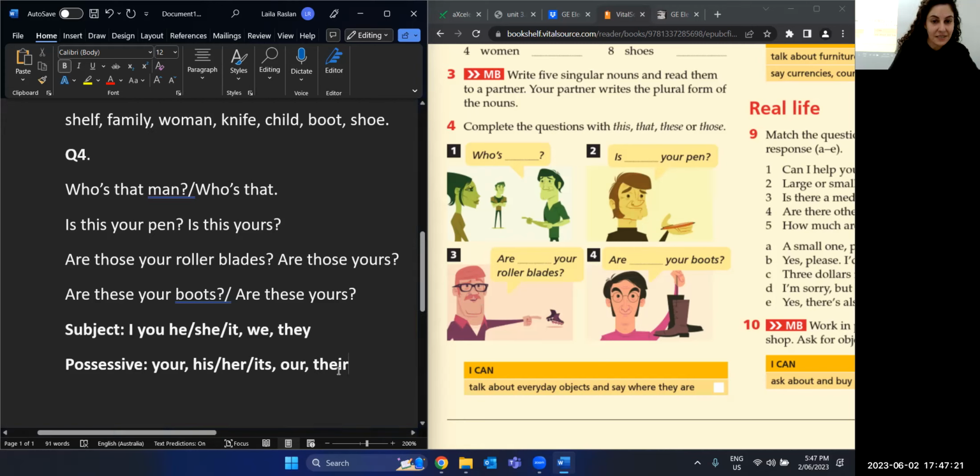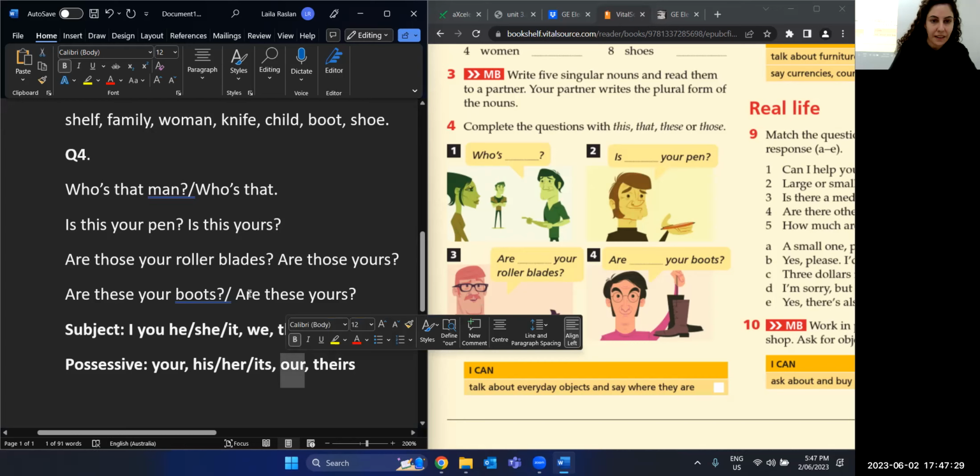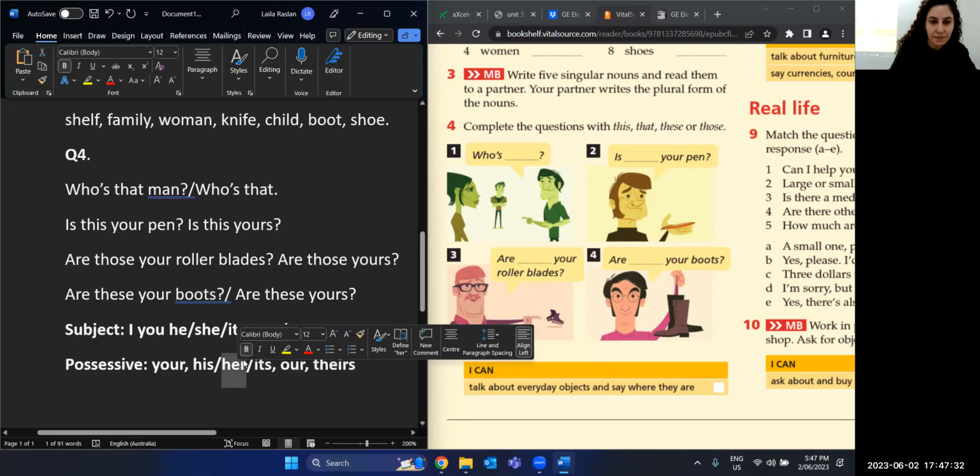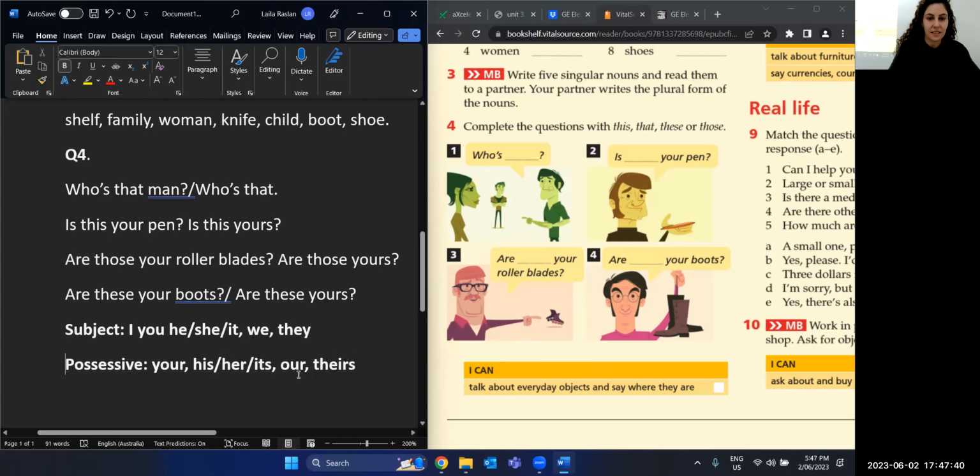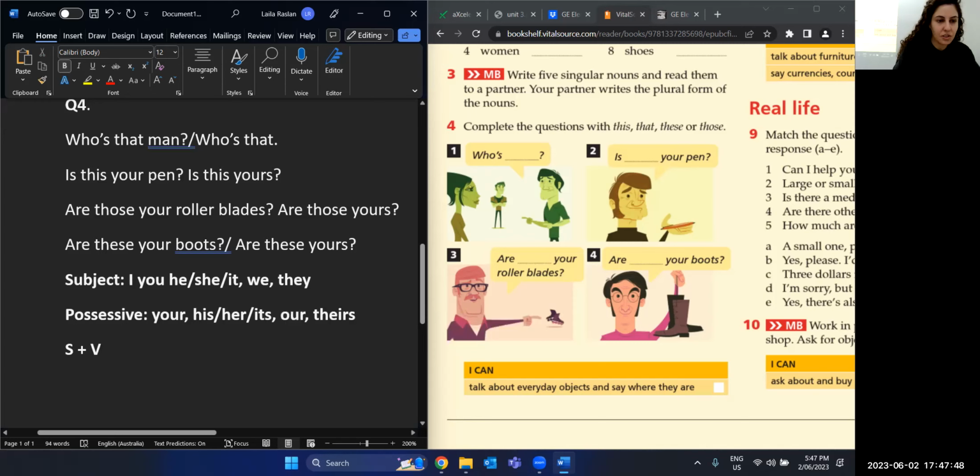Is this theirs? Are those ours? Are these hers or his? So just be careful. This does not start the sentence. The subject starts the sentence with the action, but the possessive comes in the middle. It's got the verb, and then the possessive comes at the end. That's how you know which one to use.